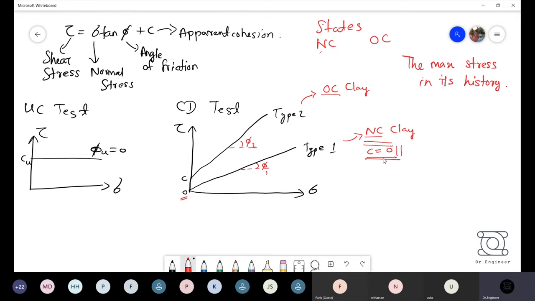I'm sorry. For OC clays they take a value for c, that's why there is an intercept for OC clays, and there is no intercept for NC clays, right? That is the thing here. I'll quickly explain with your e versus log p graph and we'll move to the next part.